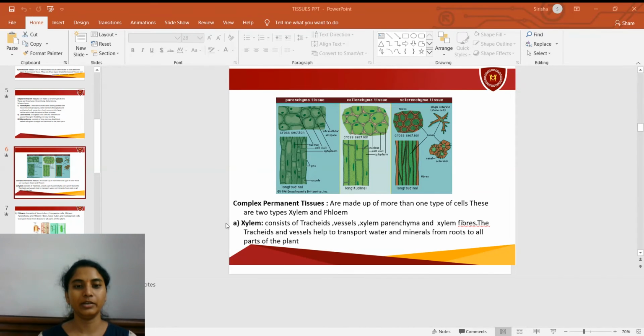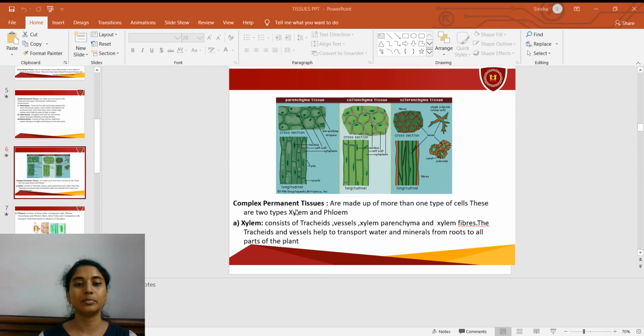Permanent tissues. Now here we go with complex permanent tissues. Simple permanent tissues are parenchyma, collenchyma and sclerenchyma, which are located at particular parts. Collenchyma gives flexibility, parenchyma gives storage of food, and sclerenchyma gives a hard structure, like seeds and nuts, which have a hard structure in the presence of sclerenchyma.